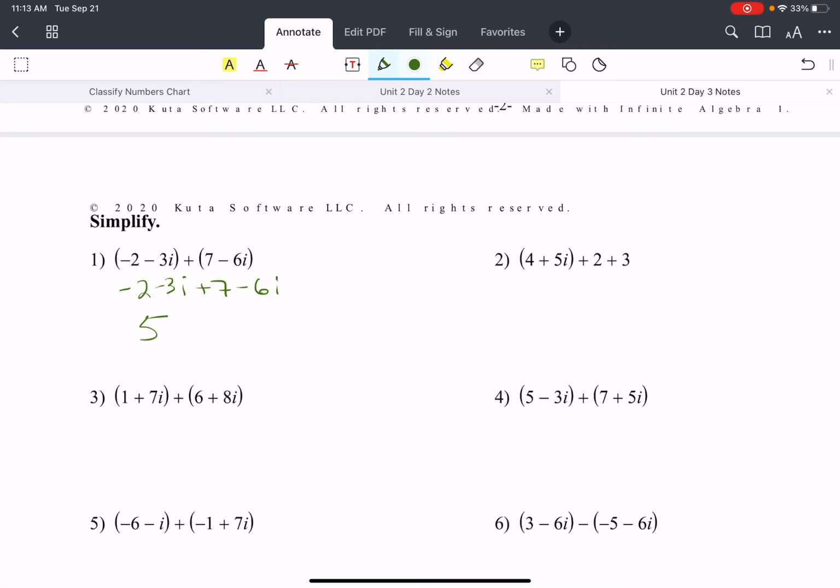Are there any other like terms in this? Yeah, the i's, good. So -3 minus 6i, so minus 9i. Think of the i's like x's for now. You can do that until we get to multiplication.